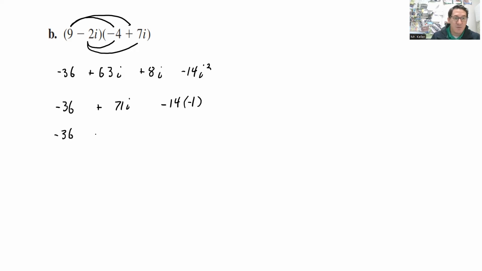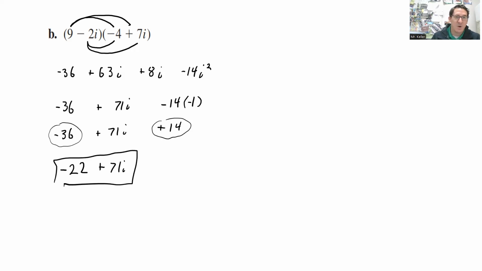From here, you could probably do the rest of this in your head, but I'm going to show all the work. -14 times -1 becomes a positive 14. And then I have the like terms on the outside: -36 plus 14 is -22, plus 71i. There we go on that one. So just keep track of squaring that i.